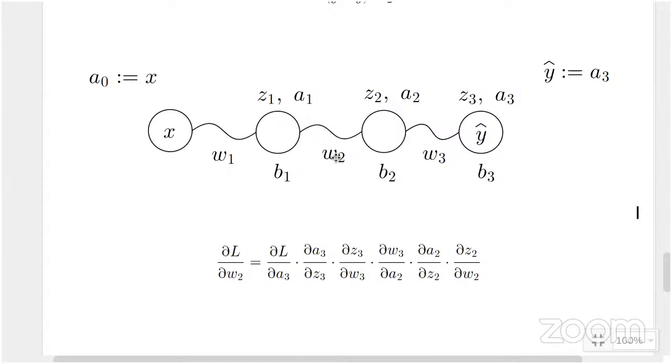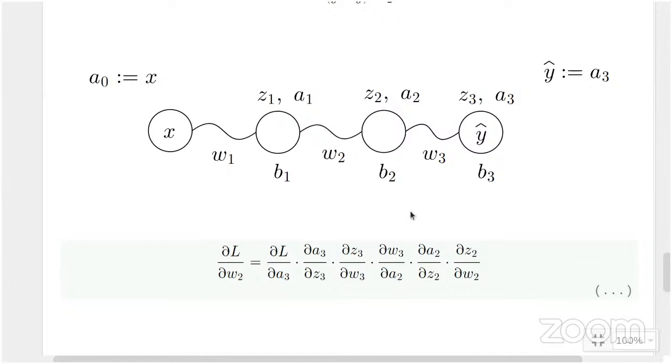What are we keeping constant? Everything else remains constant except W2. A1 and B1 are going to be constants because they are the input to your system, right? Now A2 is going to change because of W2. Let's go right to left. W2 is going to change Z2. Z2 is going to change A2.